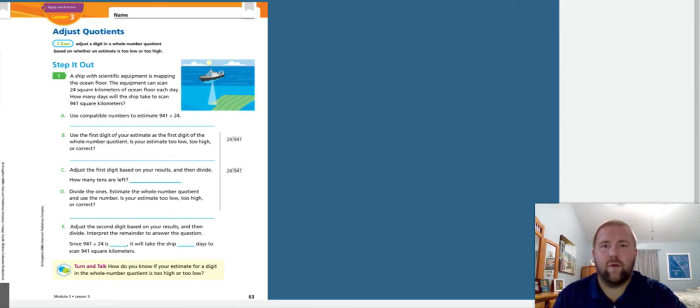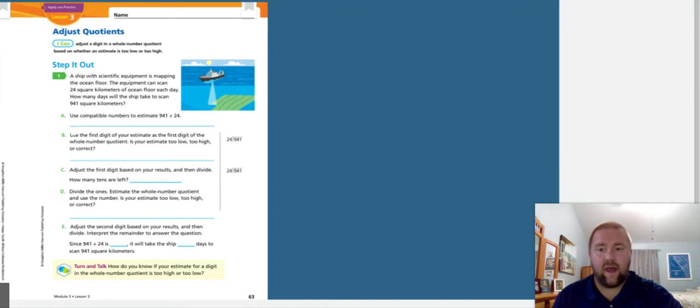Hey, boys and girls. Today we're doing lesson three, which is adjusting quotients. When we talk about adjusting quotients, it's really just us dividing with multiple digit divisors into these dividends and how to kind of guess what number to start with, right?